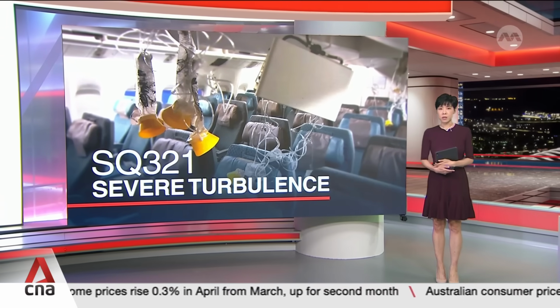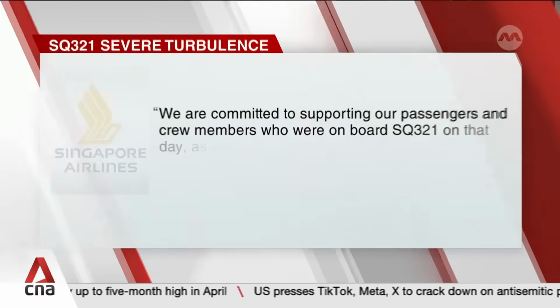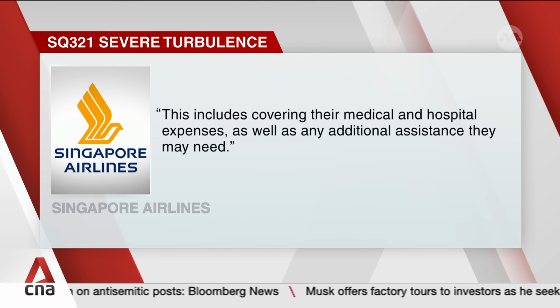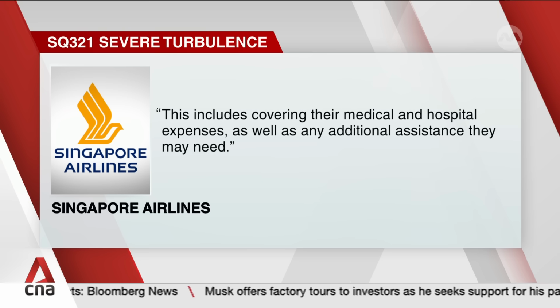Singapore Airlines says it has acknowledged the findings of the investigation and is cooperating fully with authorities. The carrier also says the safety and well-being of passengers and staff are its top priorities. In a statement, SIA says it is committed to supporting those who were on board SQ321 during the bout of severe turbulence. It adds that this includes covering their medical and hospital expenses, as well as any additional assistance that they might need.